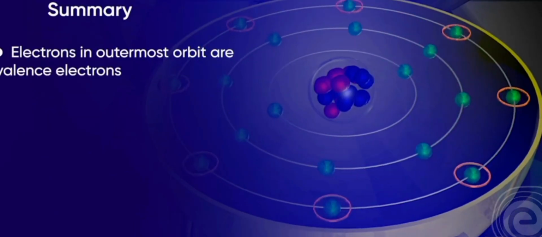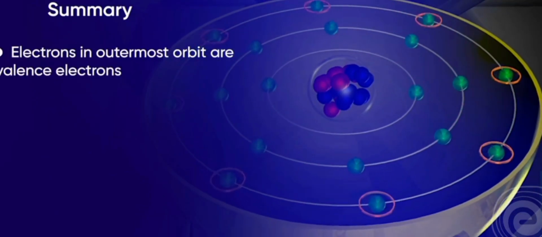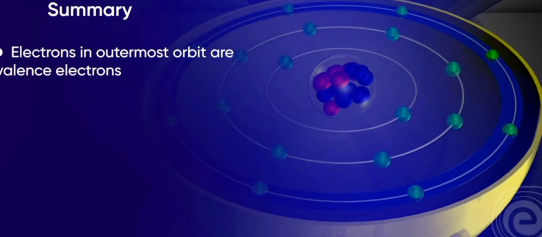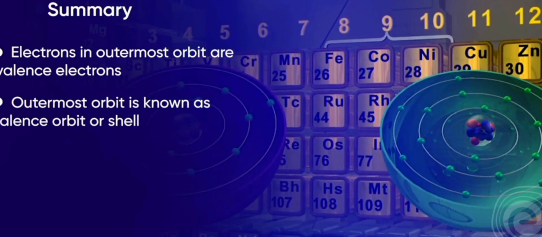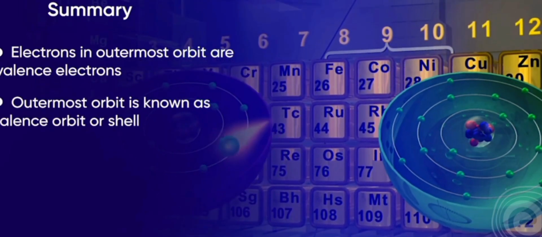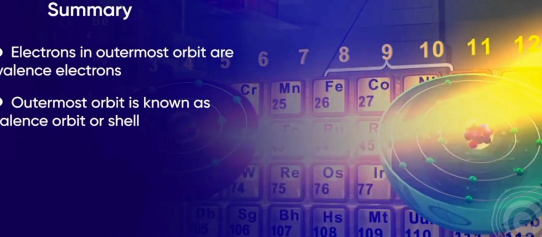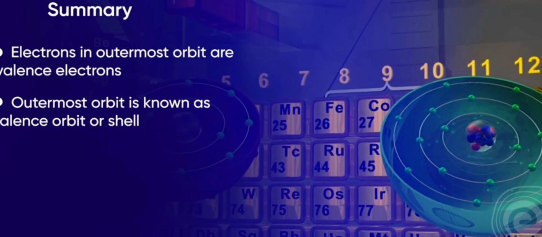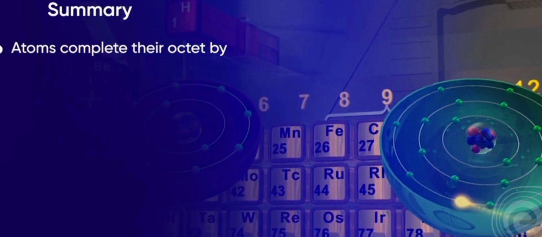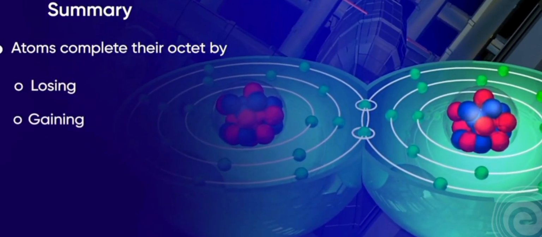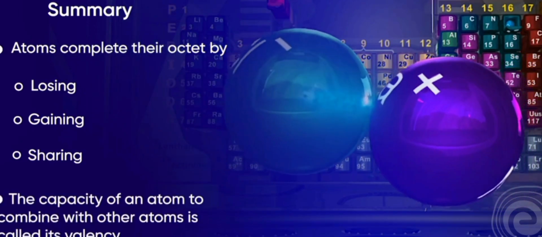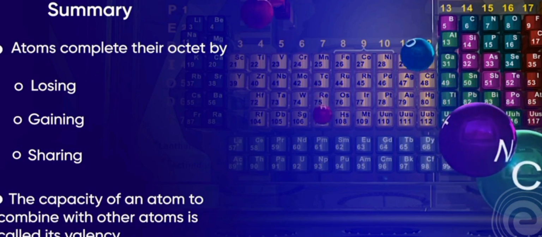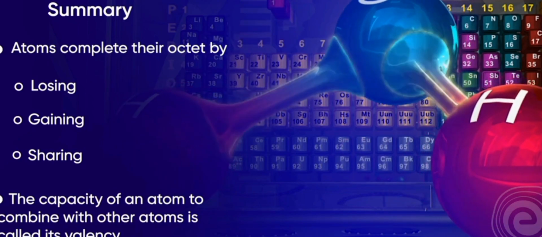To summarize, we have studied that the number of electrons present in the outermost orbit are known as valence electrons, and the outermost orbit is called the valence orbit. Elements with incompletely filled valence orbits have the tendency to complete their octet configuration by losing, gaining, or sharing their electrons. This capacity of an atom to combine with another atom is called its valency.